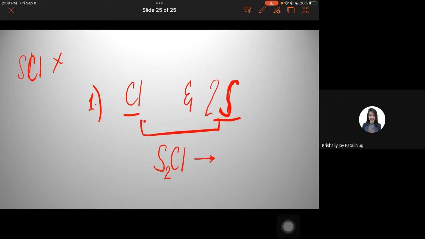The name would be disulfur. After you are able to obtain the formula, you can now name it: disulfur monochloride. Di ba, mono is used in the second element.